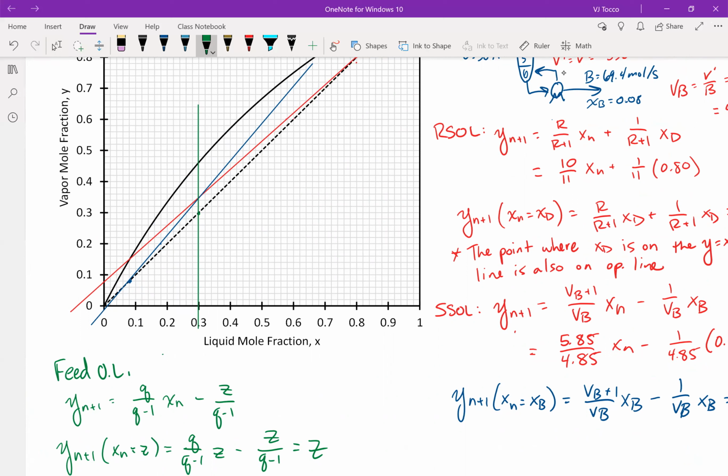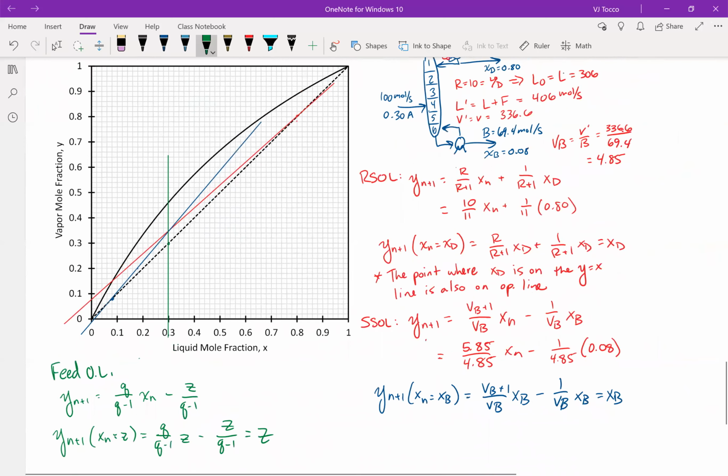And then once you have where the feed operating line intersects with the rectifying section operating line, you can then plot where the intersection is, and you know that that point has to be on the stripping section operating line as well. And then connect that point to where XB crosses the y equals x line.